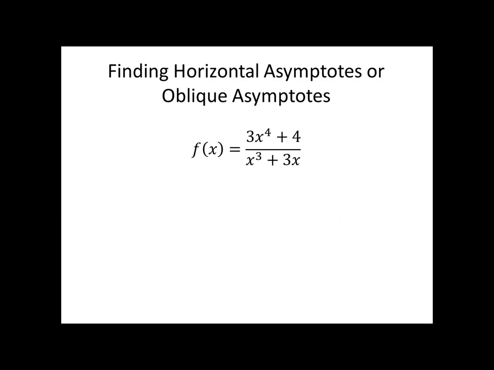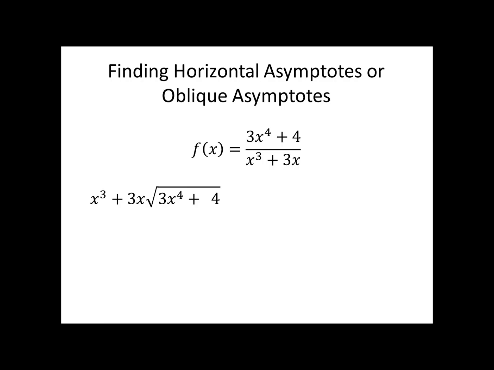Okay, let's try that again with a different rational function. Now in this case, my power on top is 4, my power on bottom is 3. According to that thing that I showed you a little while ago, this should create an oblique asymptote. Whenever the power on top is 1 higher than the power on bottom, you're going to get an oblique asymptote. Let's do our long division.